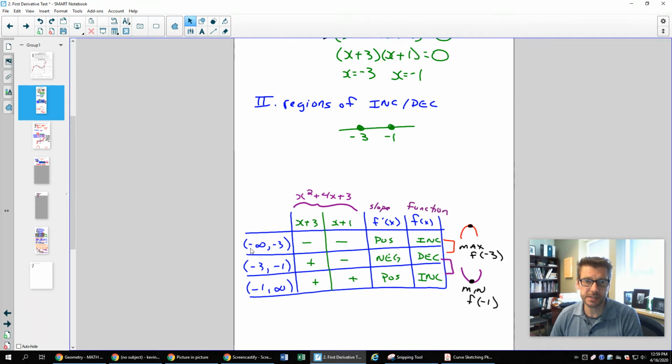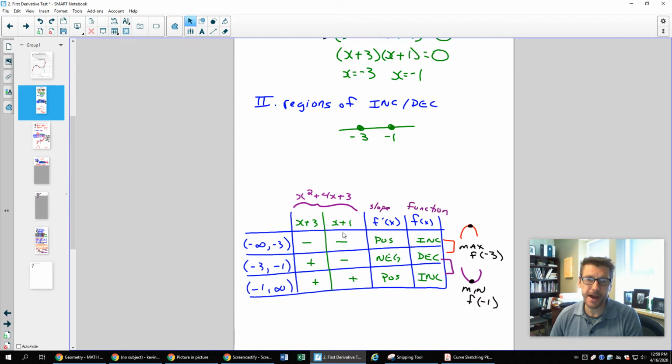And my regions, like I said, are from negative infinity to -3, -3 to -1, and -1 to infinity. So this is like my domain. I've got 3 regions for my domain. I like to put my factors in, the x plus 3 factor and the x plus 1 factor, into a column.